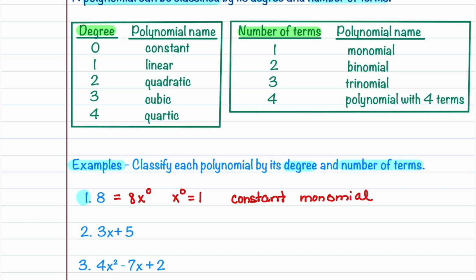Let's now look at our second example. Our second example has two terms, so it is a binomial, and then the leading term has a power of 1 because it's just x. So our polynomial is going to be called linear because the degree is 1. So we have a linear binomial.